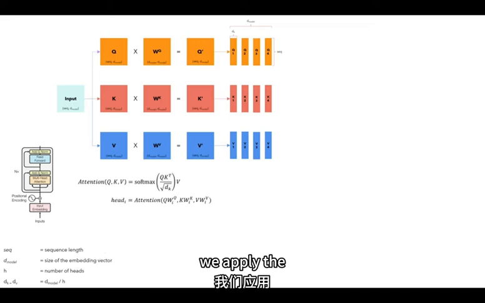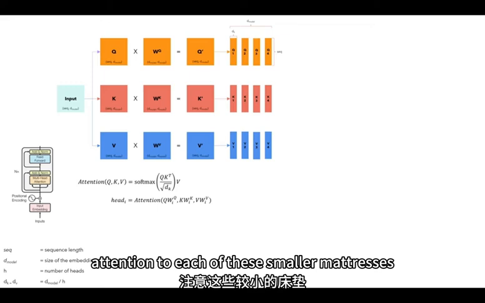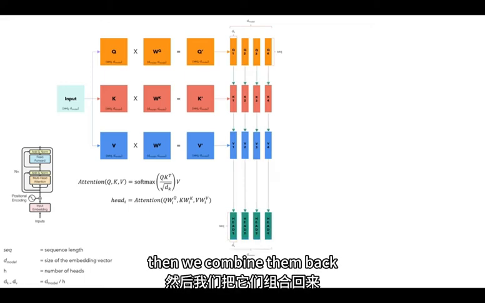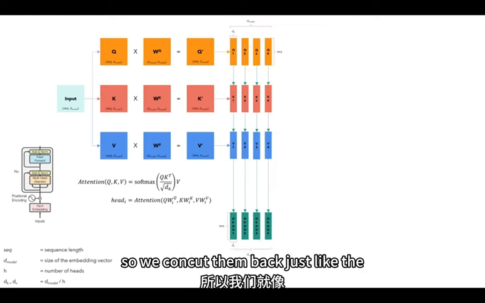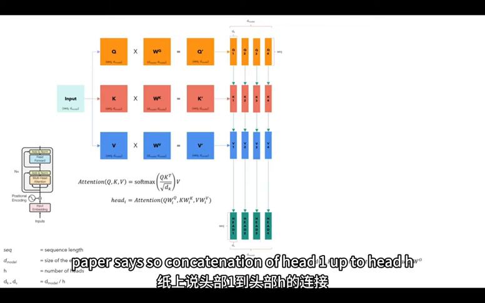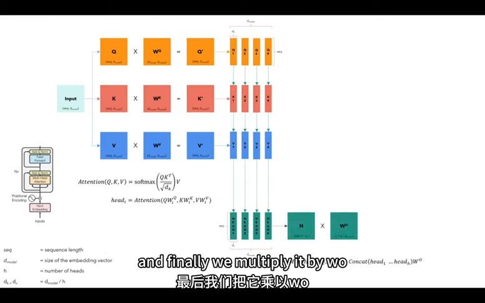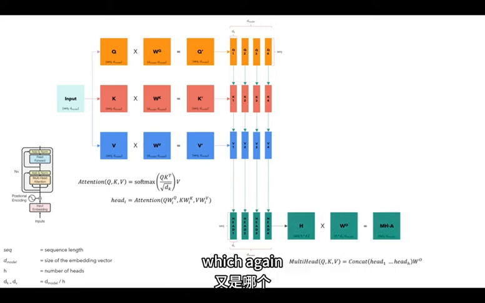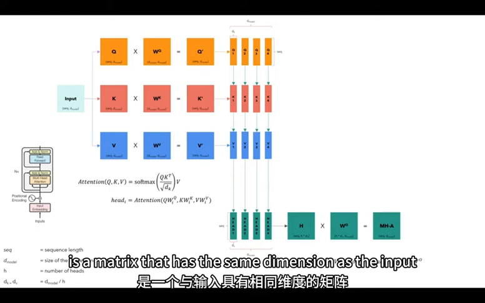We apply the attention to each of these smaller matrices using this formula, which will give us smaller matrices as a result. Then we combine them back, so we concatenate them, just like the paper says, concatenation of head 1 up to head h, and finally we multiply it by WO to get the multi-head attention output, which again is a matrix that has the same dimension as the input matrix.